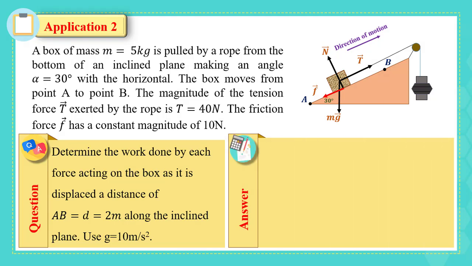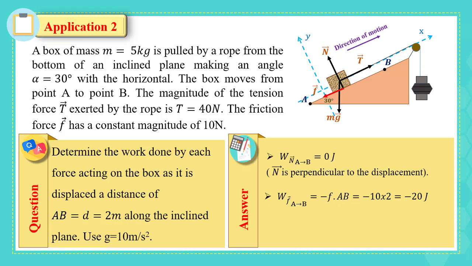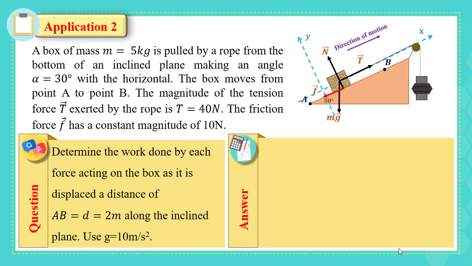The work done by the normal reaction of the support is 0, since N here is perpendicular to the displacement. The work done by friction is minus F times AB. As we said before, we can use it directly, so it's minus 10 times 2 equals minus 20 joules. The work done by the tension force can be written directly as T times AB, since T is a motive force and parallel to the displacement. Then the answer is 80 joules. We still have one force, which is weight.